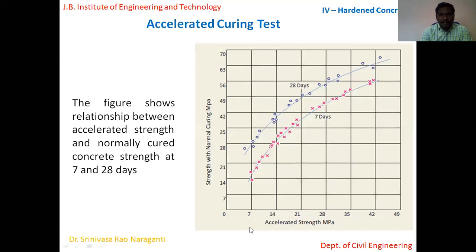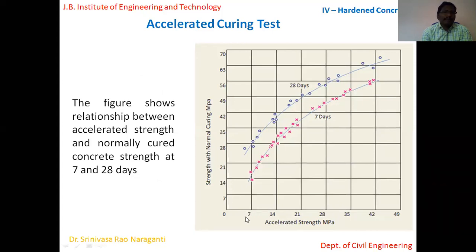If you look at this graph, on the x-axis what you have is accelerated strength. This is the strength we obtain by doing the accelerated curing test. We get the compressive strength after 7 hours. For example, say I know after 7 hours the value is 7 MPa. So I take this point and see where this line touches the curve for 7 days. It touches approximately here. That means 14. That means my expected strength of the concrete after 7 days would be 14 MPa.